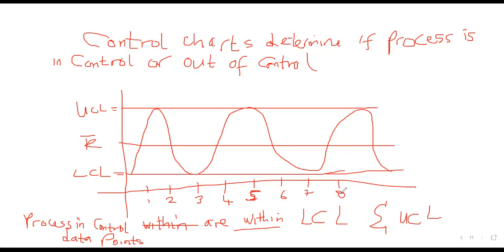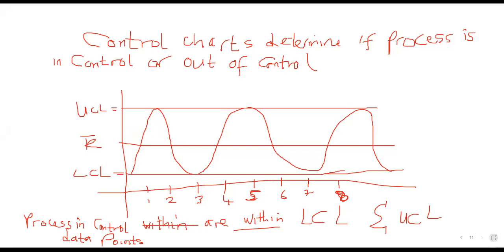Okay, so upper control limit and the lower control limit. All right, so the process is in control. This is about the process being in control and the process not being in control. But now this is when we are saying the process is in control.